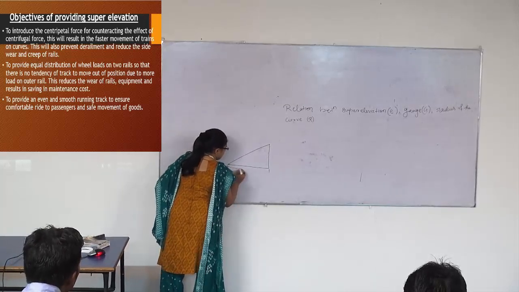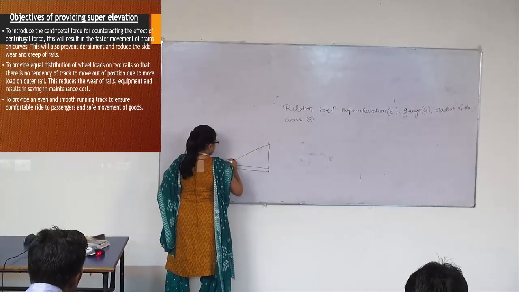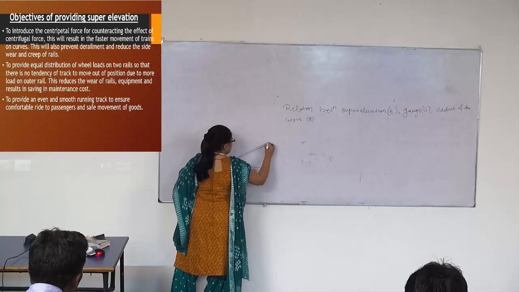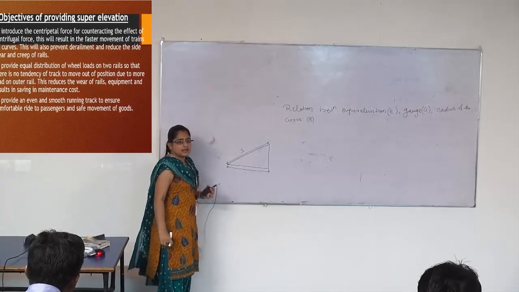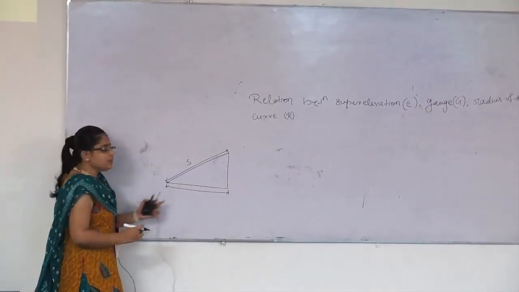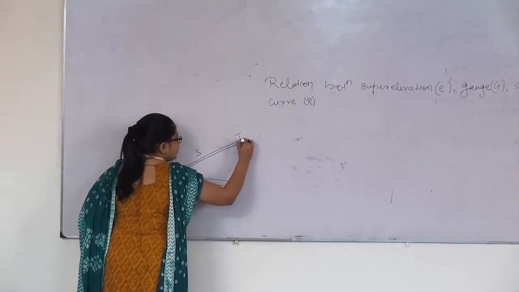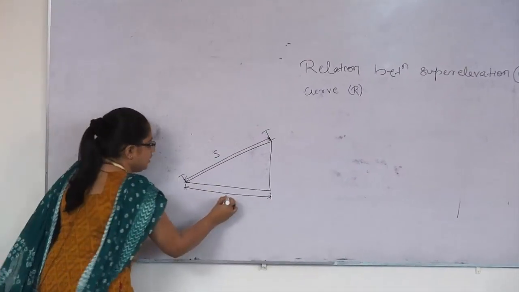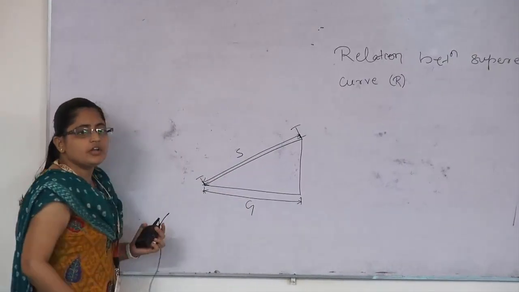So this is your superelevation, okay? This is your slanting length. How is it denoted? S. S is your slanting edge length. These are your two rails. What is the distance between two rails? Here, suppose here is one rail, here is another rail. Okay, what is the distance between two rails? G. Okay, which is the inner rail, which is the outer rail?